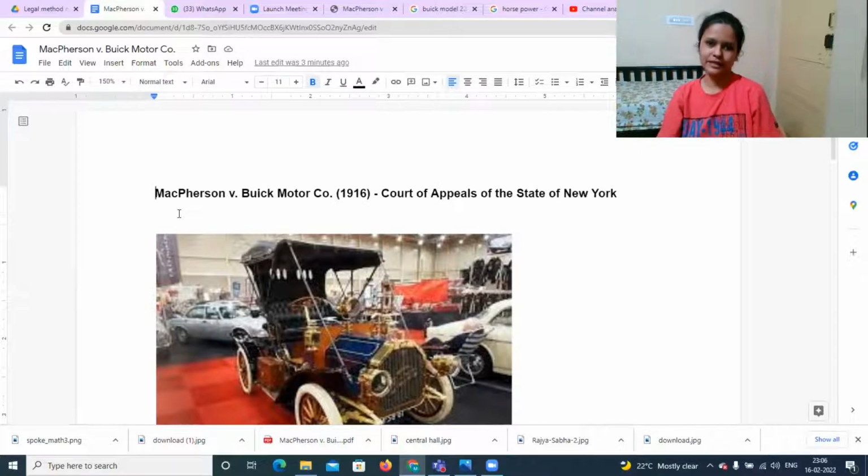Okay, so the case that we have today is MacPherson versus Buick Motor Company, and it's a case decided in 1916 by the Court of Appeals of the State of New York, which is like the highest court in New York. It's like the Supreme Court we have in India. So this case was decided by the Court of Appeals of the State of New York. Now, what is this case all about?